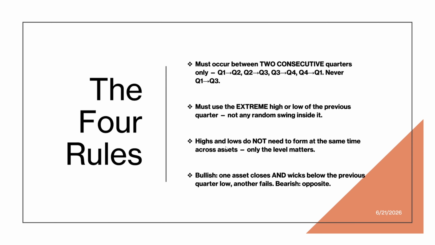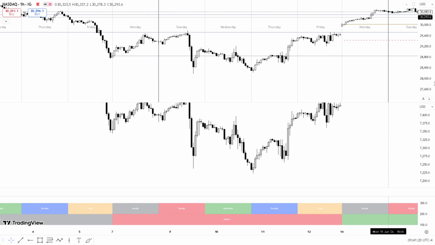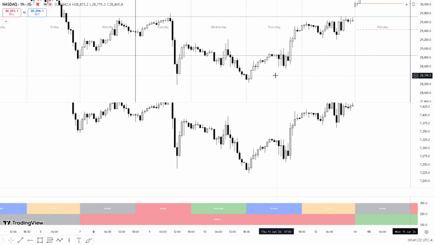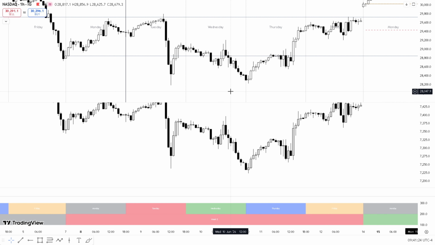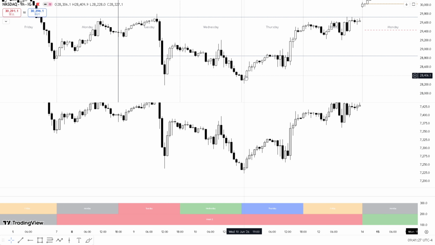Third rule, highs and lows do not need to form at the same time across assets. Only the level matters. What that simply means is that the level matters more than time in this scenario. For example, if you look at this candle, on hourly, it's all fractal. I can also show you in minutes, on daily, yearly, whatever. Guys, if you look at this candle, the swing low formed on both assets, S&P 500 and Nasdaq, at 7 p.m.